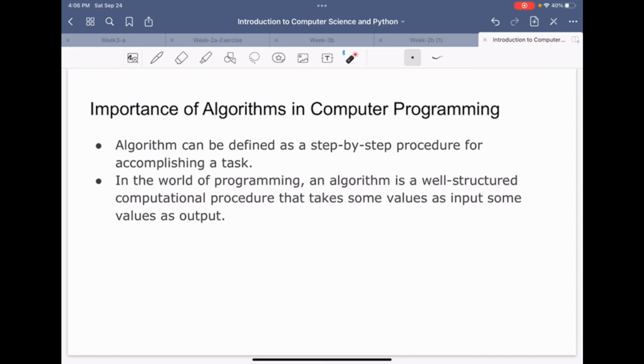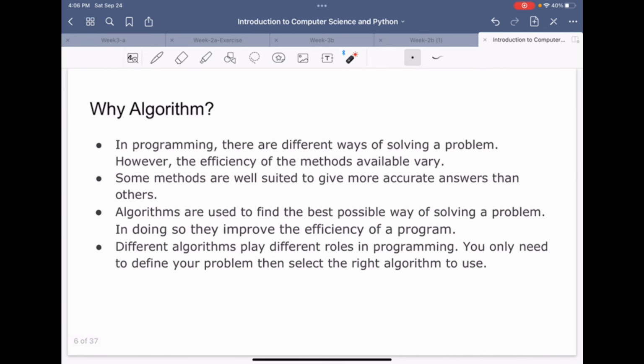In the world of programming, an algorithm is a well-structured computational procedure that takes some values as inputs and computes some values as output. Okay, so we will look at a few slides on how the algorithm can play an important role before writing a program. It is very important for the Python programmer to know why algorithms are important and why we should emphasize them.